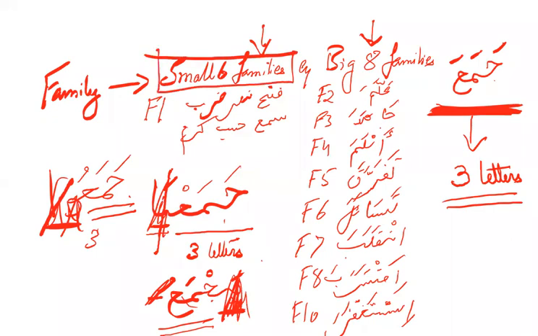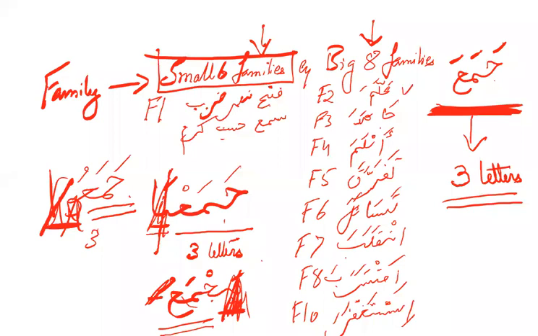You see, Fataha, Nasara, Daraba, Sami'a, Hasiba, Karuma, they are all 3 letters. So any word that has the 3 root letters with no extra letter with it is from the small 6 families.